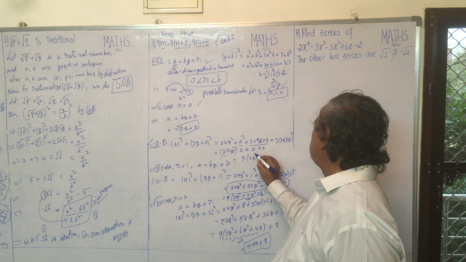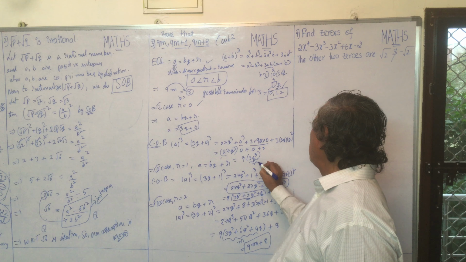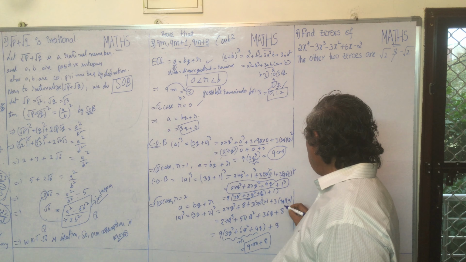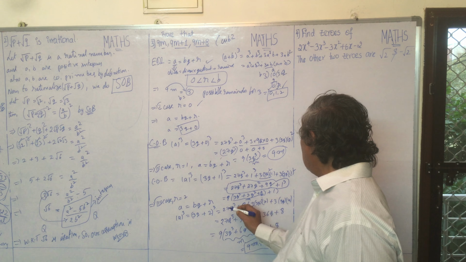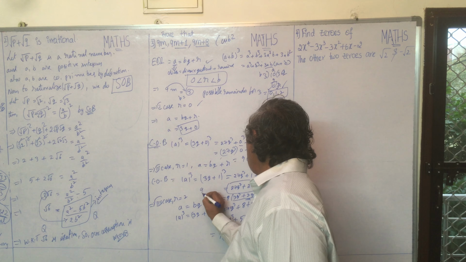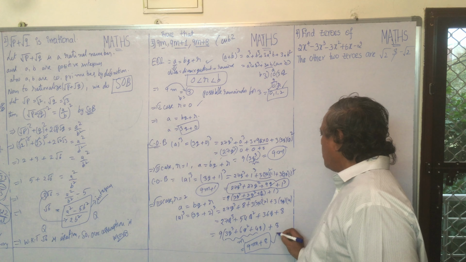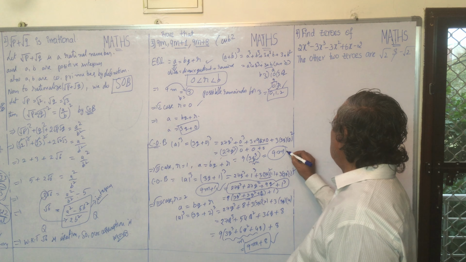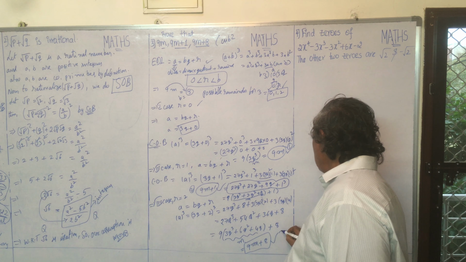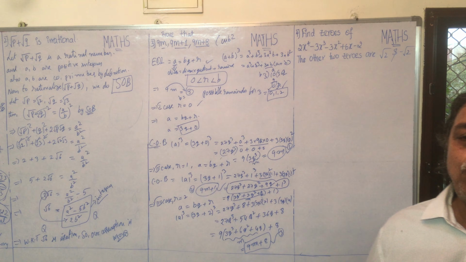3 cube. This is represented by m. This is 9m. This is 9m plus 1. Here this is 9m plus 8. In that way we will have to prove it. 1, 2, 3. Okay. Prove it. Do it.